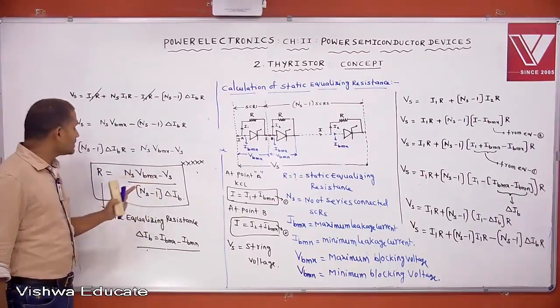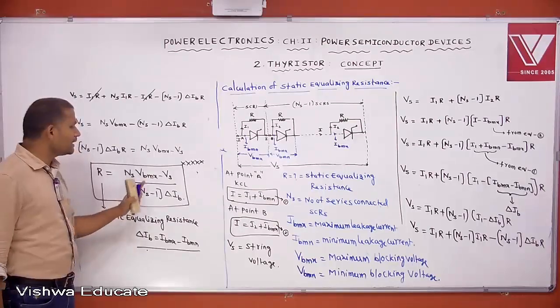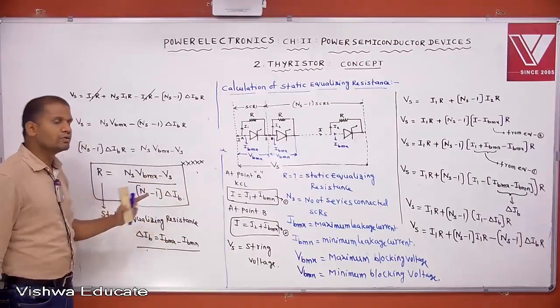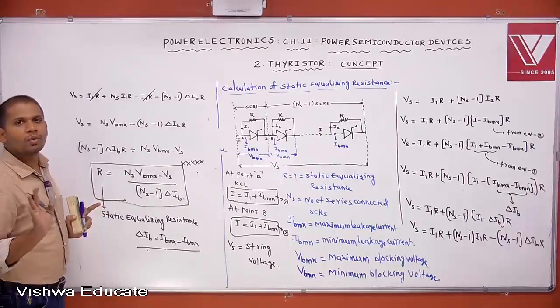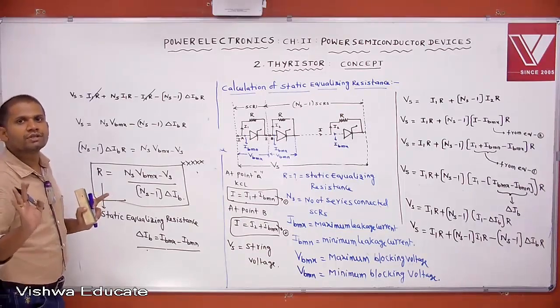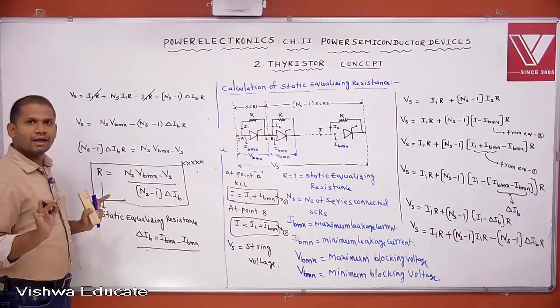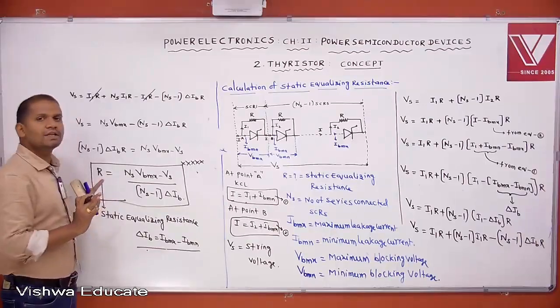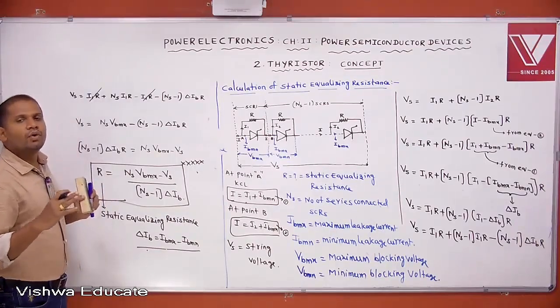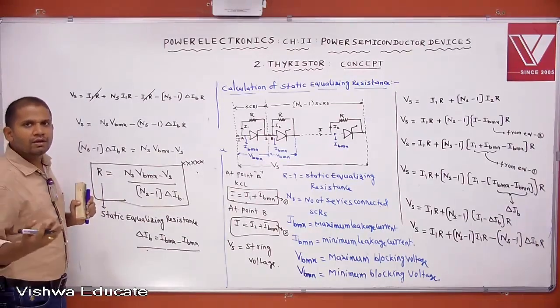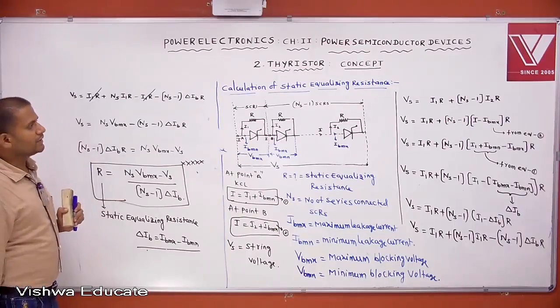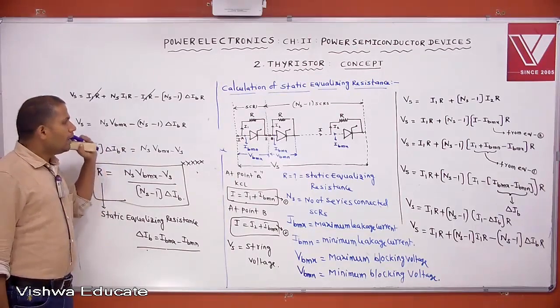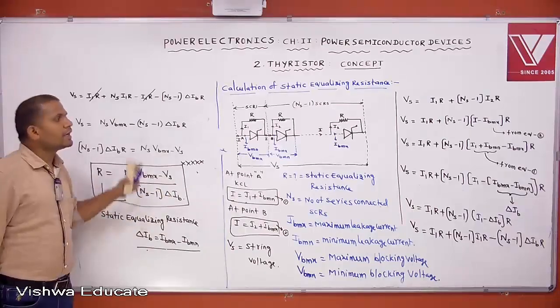Where VS is the string voltage, NS is the number of series connected SCRs. All this terminology we can use. This much resistance we can connect across each SCR for approximate equalization of which characteristics? Static VI characteristics. If you connect this resistance, then the voltage distribution becomes nearly equal. Then we can improve the string efficiency. This is the problem and this is the remedy.